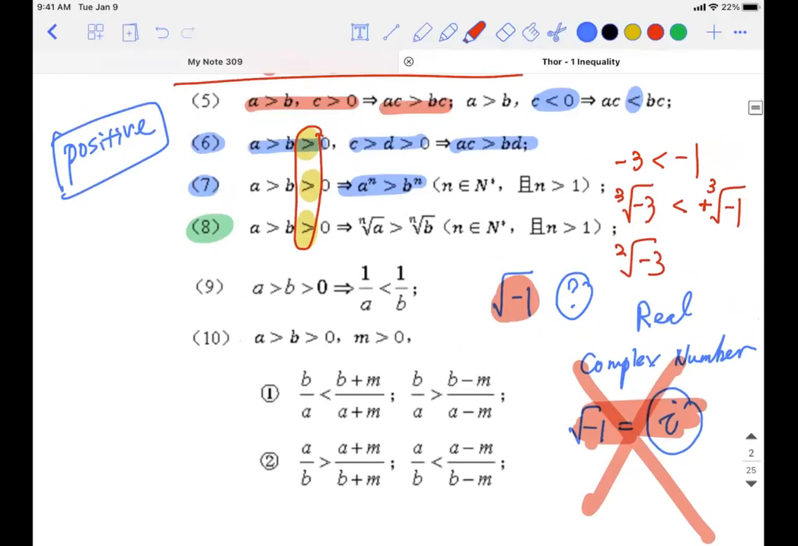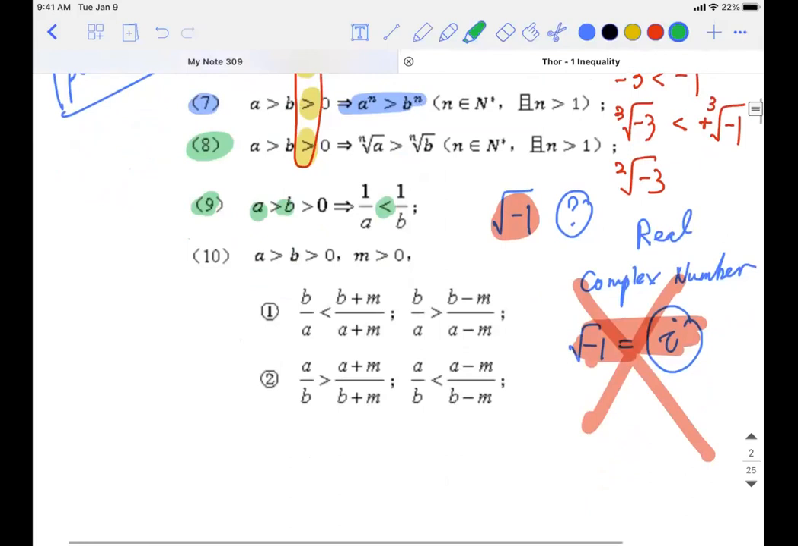Okay, let's go to number 9. So again, A is greater than B, which is greater than 0. Again, greater than 0 is more for our convenience. As long as you take the reciprocal on the two sides of this inequality, you'll see the inequality sign is going to be swapped, right? So 1 over A will be less than 1 over B, which makes sense, right? 3 is greater than 2, but 1 over 3 is less than 1 over 2.